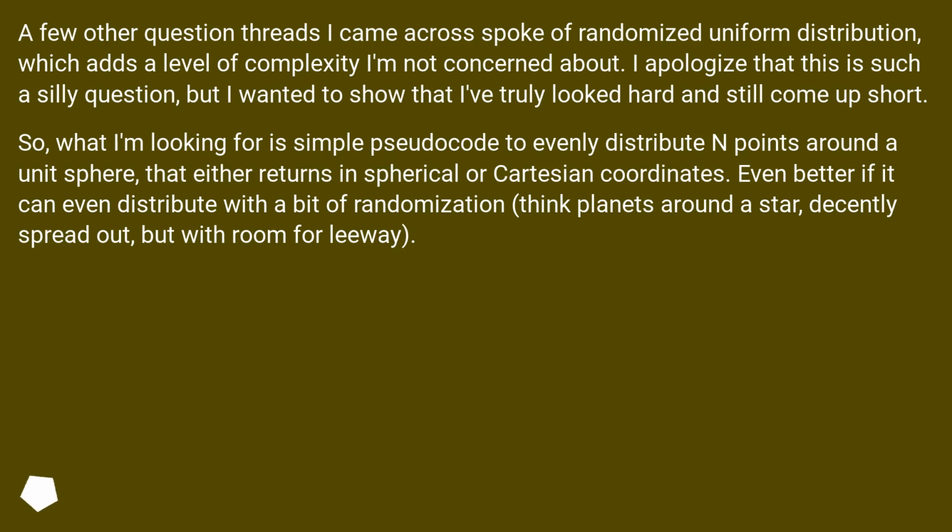So, what I'm looking for is simple pseudocode to evenly distribute endpoints around a unit sphere, that either returns in spherical or Cartesian coordinates. Even better if it can even distribute with a bit of randomization, think planets around a star, decently spread out, but with room for leeway.